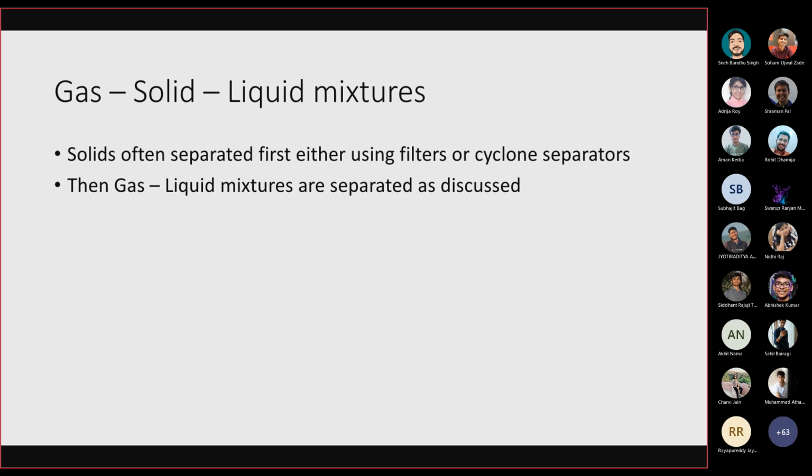using the existing techniques. So often if we have a gas, solid, and liquid, we tend to separate the solids first because that is easier to separate by using any cyclone separator or filters. We can separate the solid particles. Then we can purify. Then it comes to a case of gas-liquid or liquid-gas, and accordingly we can use different unit operations to separate them.